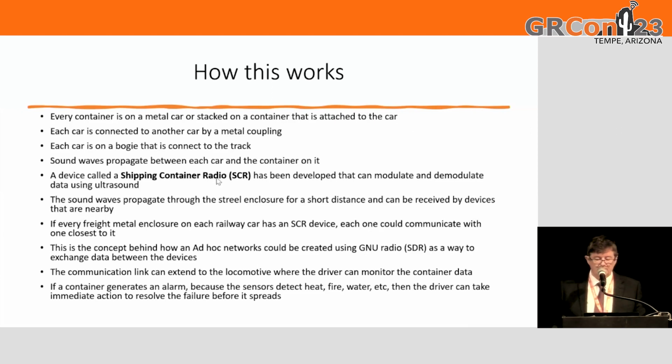If each one of these containers had a device, like a shipping container radio, that could modulate and demodulate, the sound waves would propagate through the steel for the short distance, and every freight metal enclosure on each railway car would communicate. The concept behind how ad hoc networks could be created using GNU Radio is a way to exchange data between these devices. If a container generates an alarm because the sensors detect heat, then the driver of the train could actually do something about it.